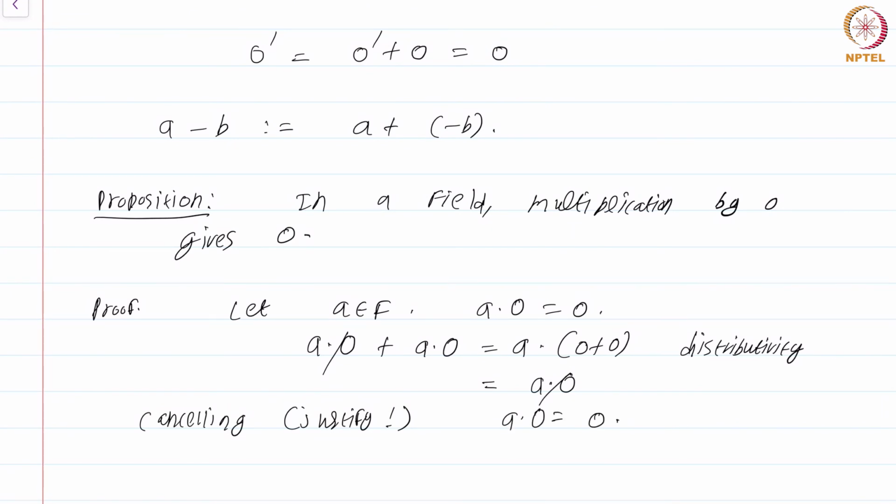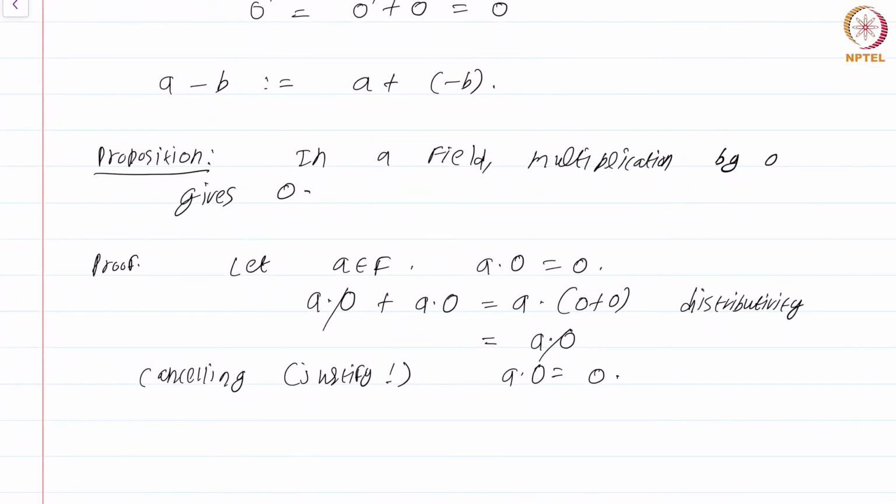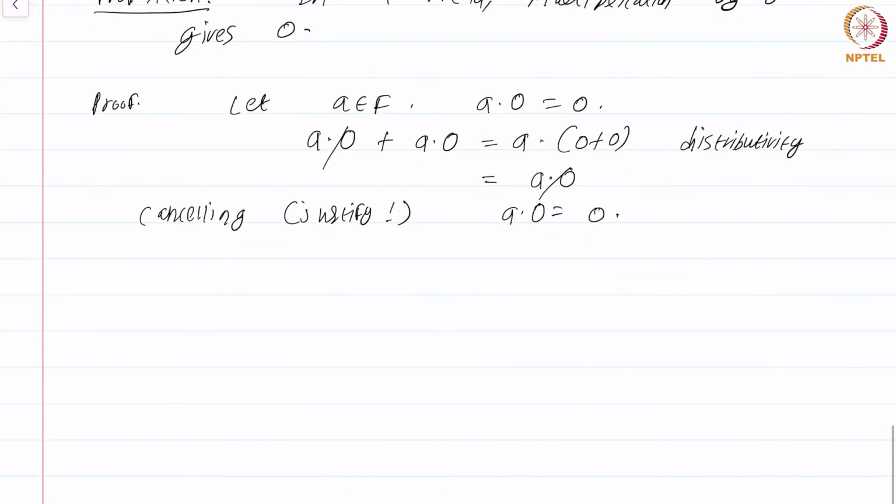Fine. So I leave it as an exercise for you to formulate cancellation laws for both addition as well as multiplication in a field. Okay. Note that when you're formulating the cancellation law for multiplication, ensure that you take into account the special nature of 0. You cannot conclude from A dot 0 equal to B dot 0 that A is equal to B. That's nonsense.